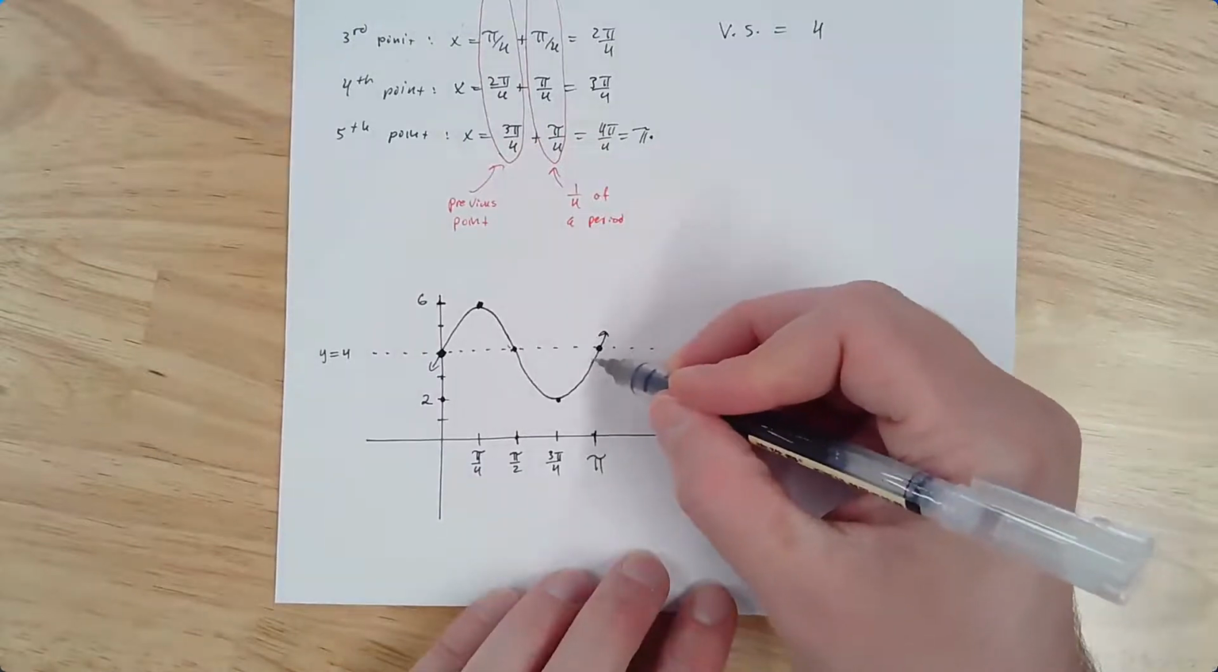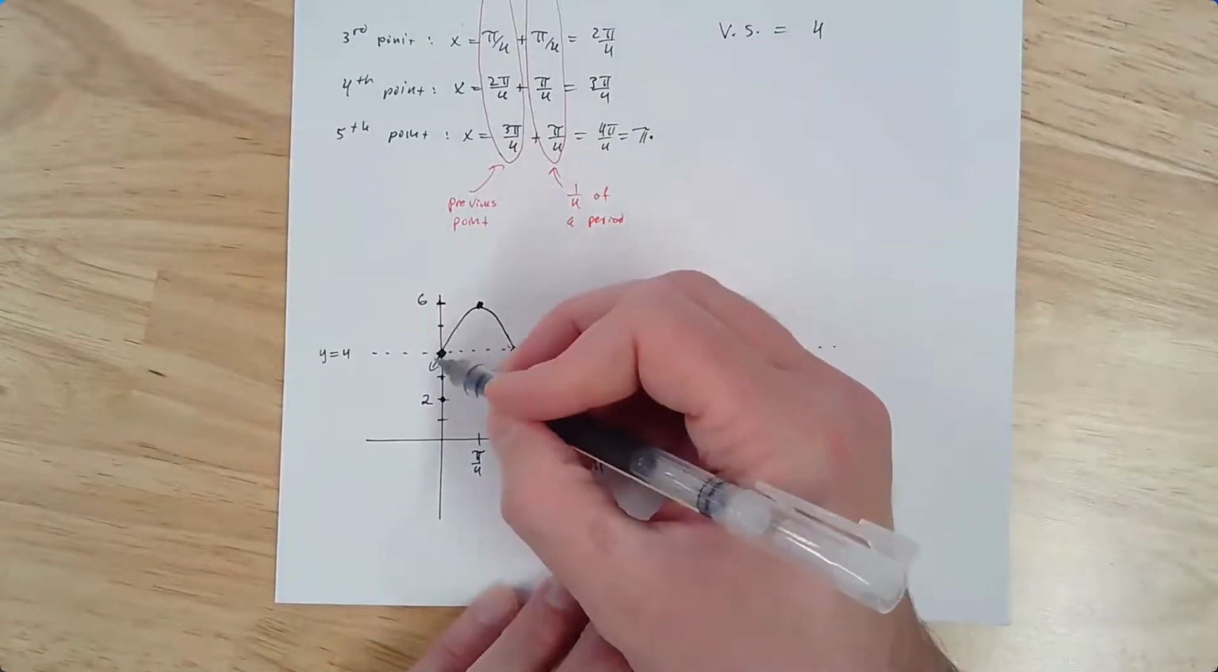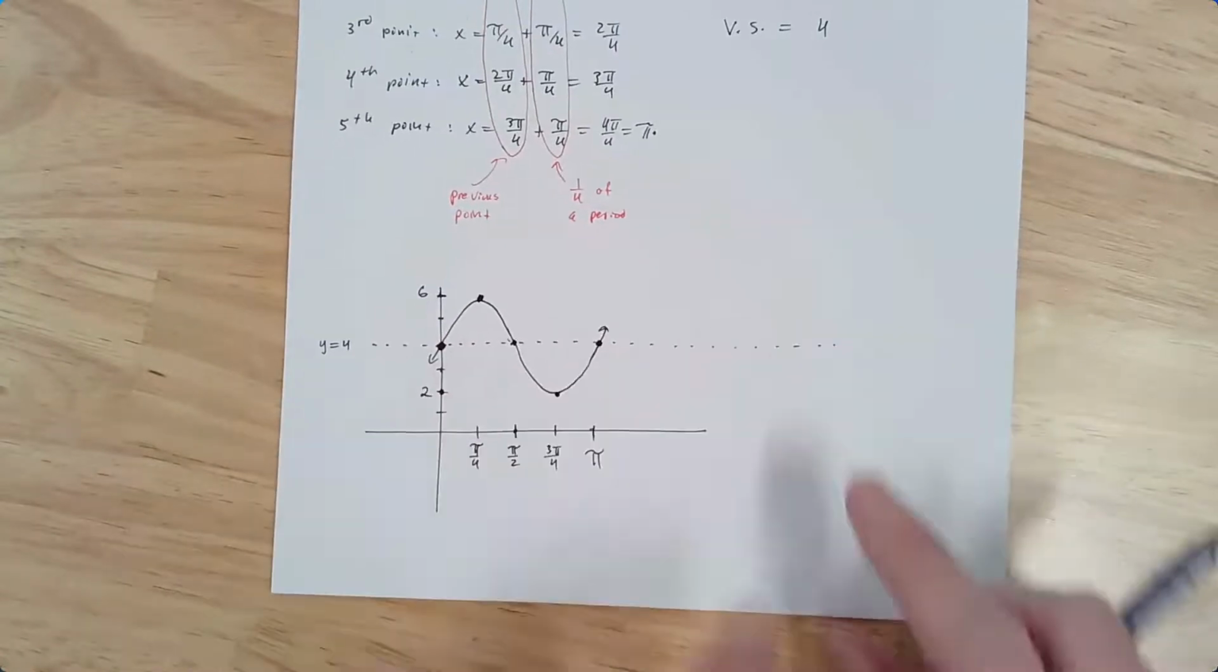This one should continue this way, right? It shouldn't turn around here like that. It keeps going up just like it did over here. It should be a mirror of what's happening there.